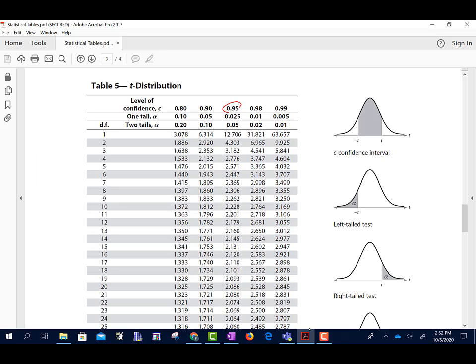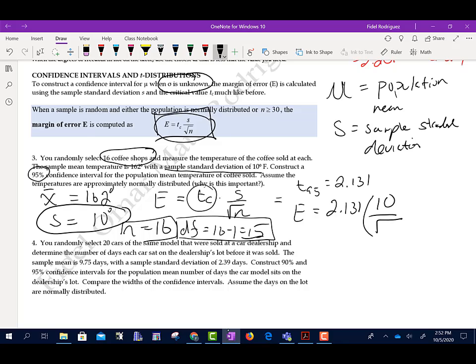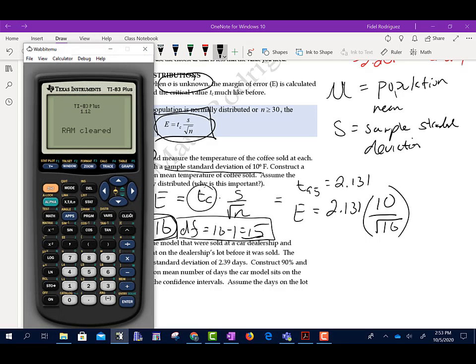So 95% confidence with a degrees of freedom of 15, I am coming up with 2.131. So my TC is 2.131. Now let's see if we can find this. We're going to take 2.131 times my sample standard deviation, which was 10, divided by the square root of my n, which was 16. Let me do this on my calculator, turn it on, clear it out.